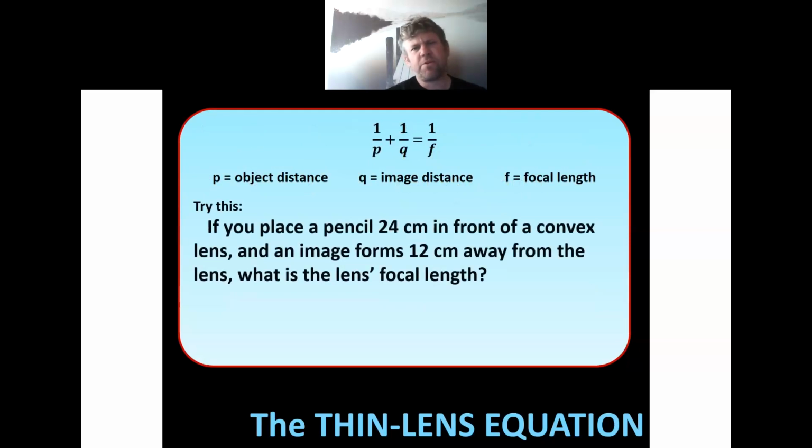All right, so here's what you're going to do. If you place a pencil 24 centimeters in front of the convex lens and an image forms 12 centimeters away from the lens, what is the lens's focal length? All right, pause it, see if you can run this thing. I'll wait for you to come back. All right, so go ahead and do that right now.